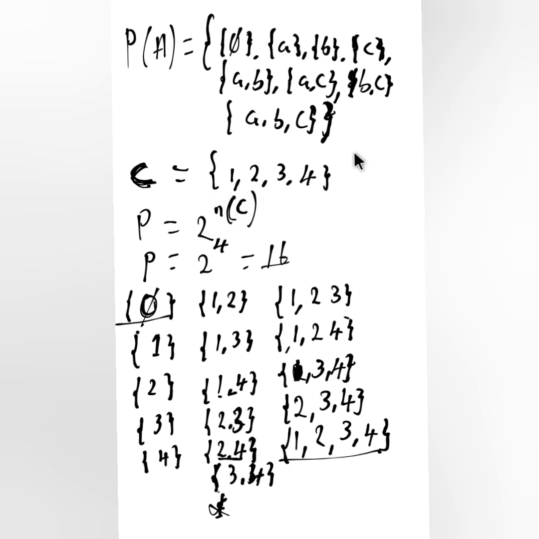Now it might be that there's another element here. Probably if set C contains 5 elements, you're going to write 5 here, and 2 to the power 5 will be 32, and you're going to have 32 subsets altogether. So that's all for power sets.